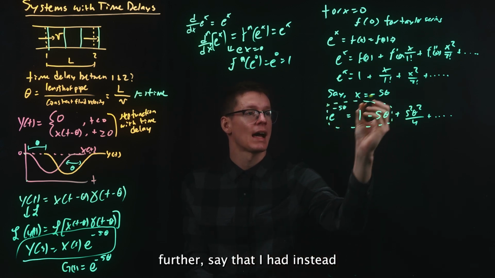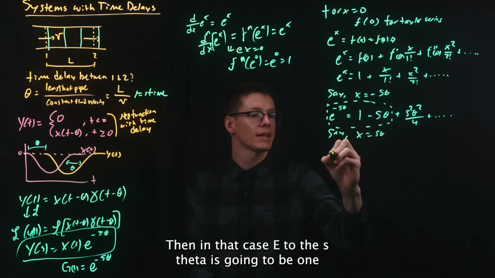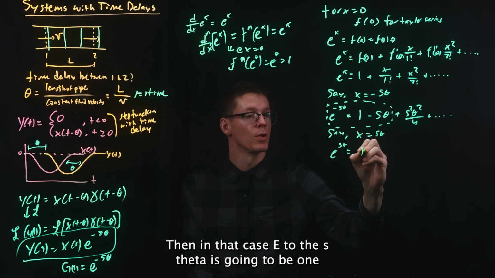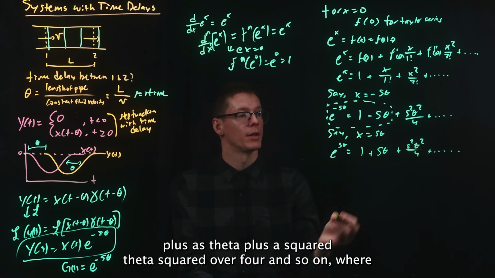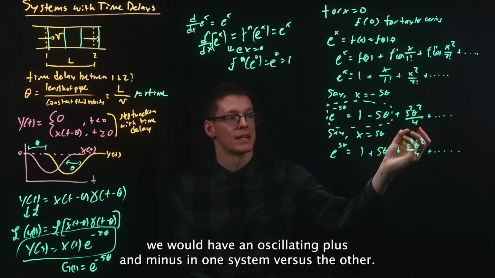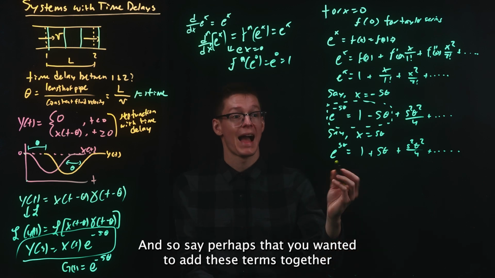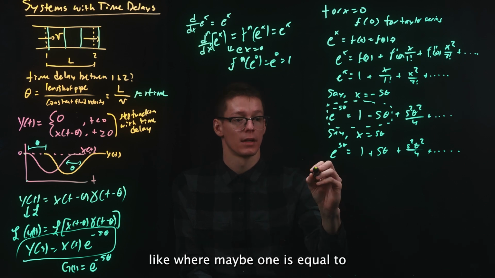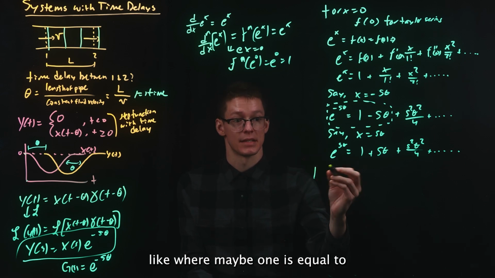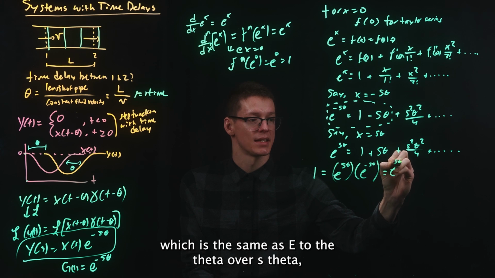Further, say that I had instead x equals s theta, just for fun. Then in that case, e to the s theta is going to be 1 plus s theta plus s squared theta squared over 2, and so on, where we would have an oscillating plus and minus in one system versus the other. And so say perhaps that you wanted to add these terms together, or you wanted to take the terms and work with them, like where maybe 1 is equal to e to the s theta times e to the minus s theta, which is the same as e to the s theta over e to the s theta.